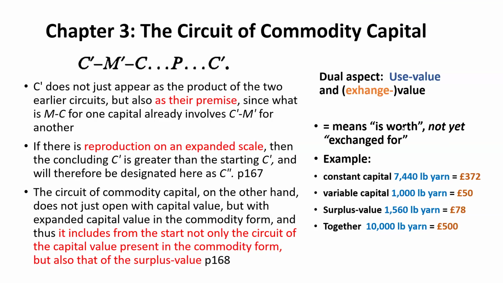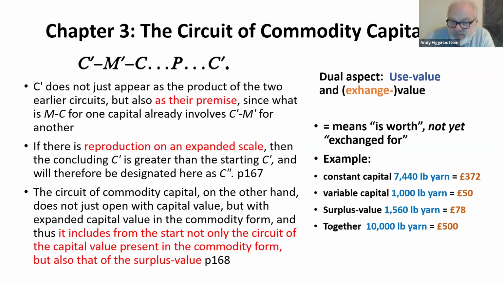Okay, so this commodity capital, just as we saw with the original commodities, has a dual aspect. That's use value, it's also value. And the only way that value comes out, if you like, to the public, appears on the marketplace, is as exchange value. The exchange value is the form of value, the 372 pounds, 50 pounds, and so on. So the commodity is both use value and exchange value.